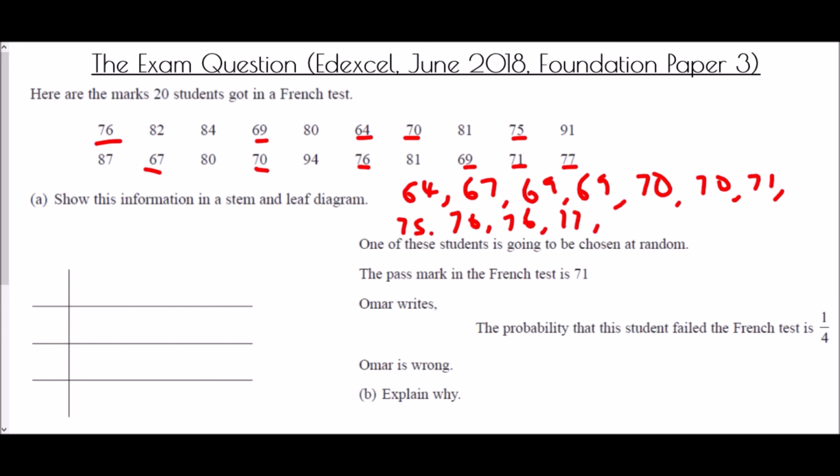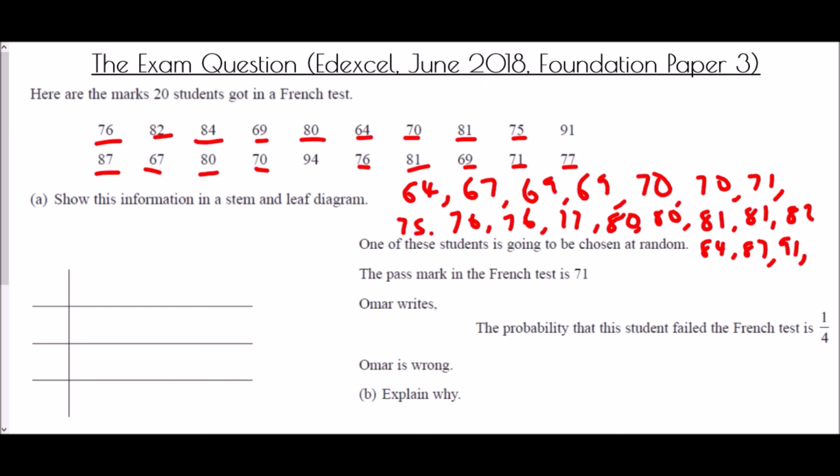So then into the 80s I have 80, 80, 81, 81, 82 and 84, 87, and that's all of the 80s. So lastly just 91 and 94. So I've definitely now got every single value as I've marked them off as I went.